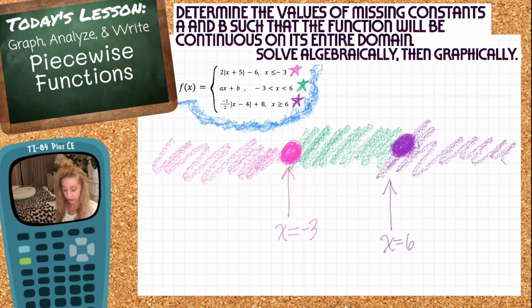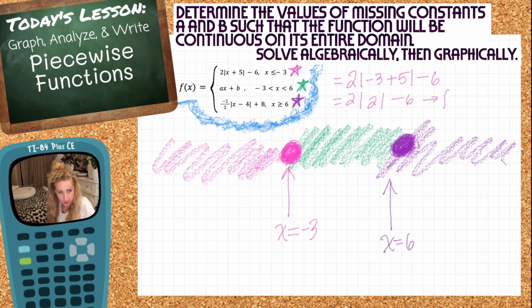So what do I do to figure out the pink point? When x equals -3, what does y equal? Well, the function defines f of x as 2 absolute value of x plus 5, minus 6. So that's the pink one. I'm going to do 2 absolute value of, for the x I'm filling in -3, plus 5, minus 6. I'm going to evaluate this and figure out what y equals, because f of x is our way of saying y, right? So 2 absolute value of 2, minus 6.